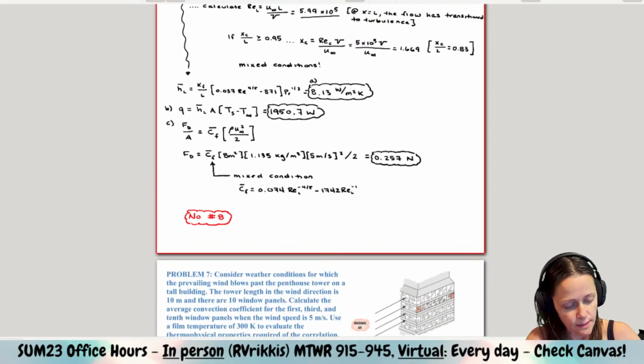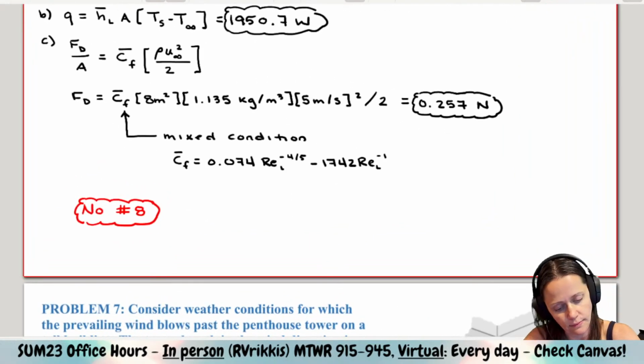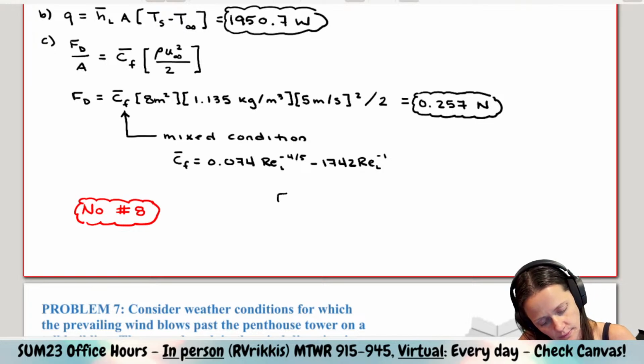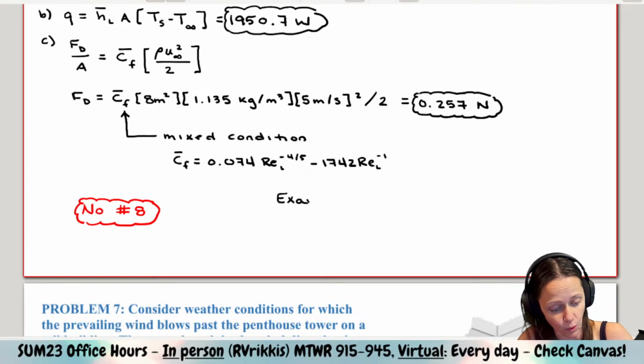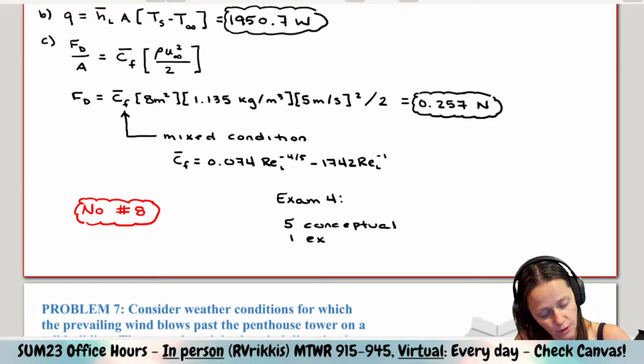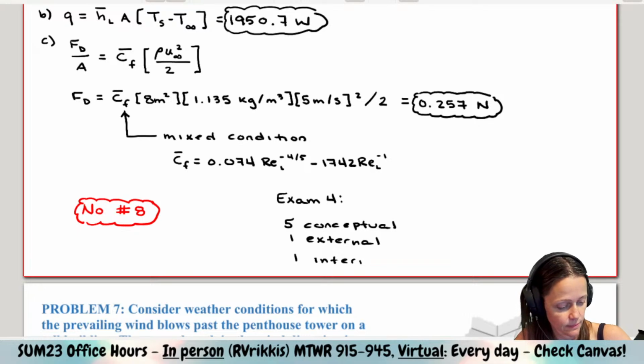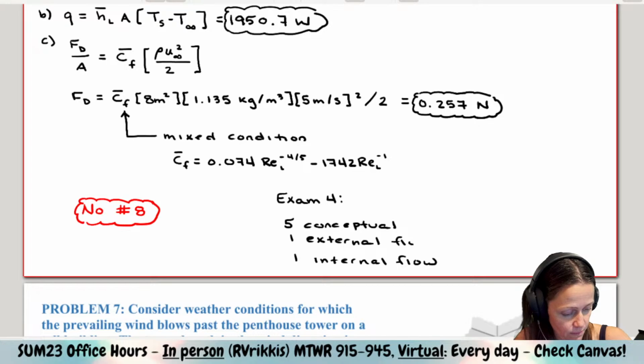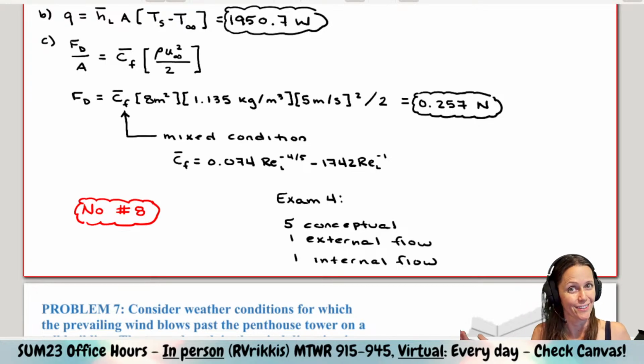So on the test, exam 4, there will be 5 conceptual questions, like your homework, 1 external flow problem, and 1 internal flow problem. And that's it. So something with a pipe, something with a plate. There you go.